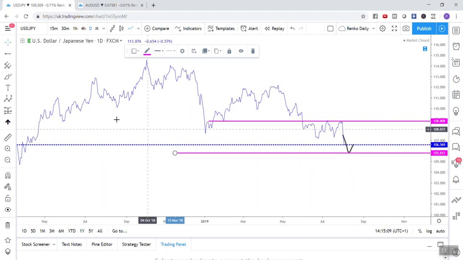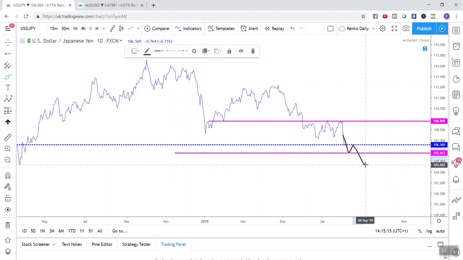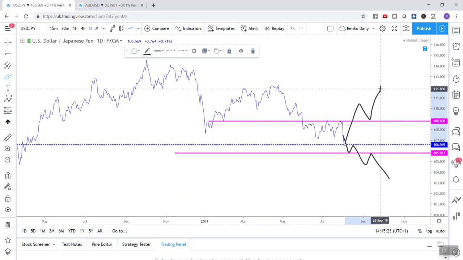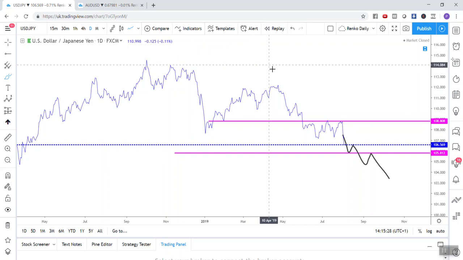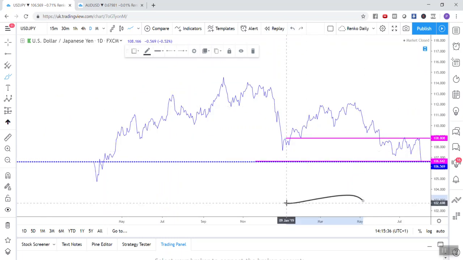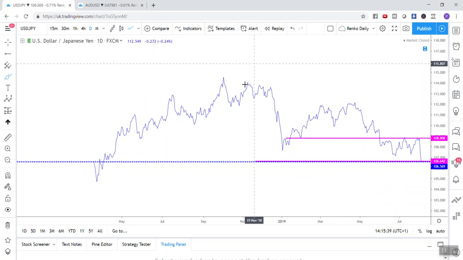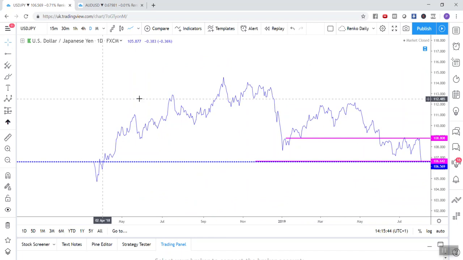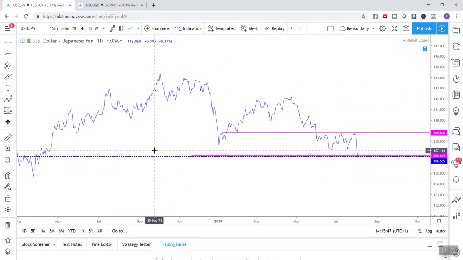And then all you need to do is wait for the market to either break, retest and take the market down, or push up, retest and take the market up. So it's still pushing down at the moment. So until we get a pullback, we can't mark our support.